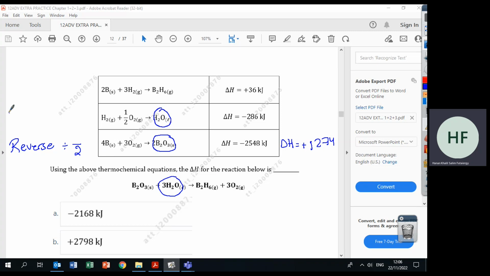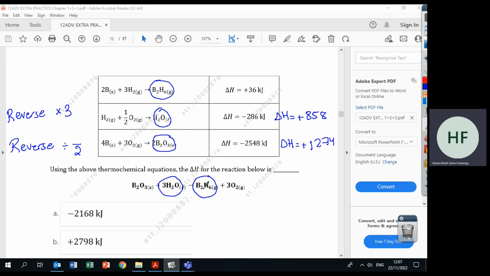Okay, now 3H2O. H2O is here. أولاً I want it to be a reactant, so I will reverse this reaction. ثانياً بدي الcoefficient يكون 3, so I will multiply by 3. Now what happens to delta H will be plus 286 times 3. 286 times 3, this is equal to 858.